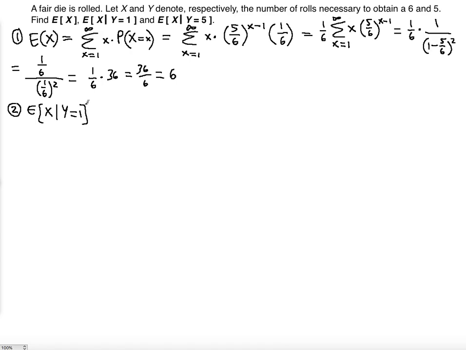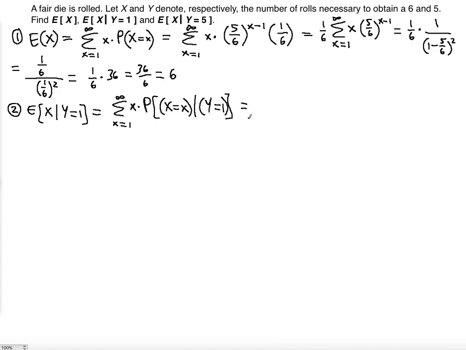Now this is conditional, so we're talking about, from the first roll rolling infinitely, x being multiplied by the probability of the random variable X equal to x given the random variable Y is equal to 1. Okay, so now what do we do? How do we arrive at the conclusion?